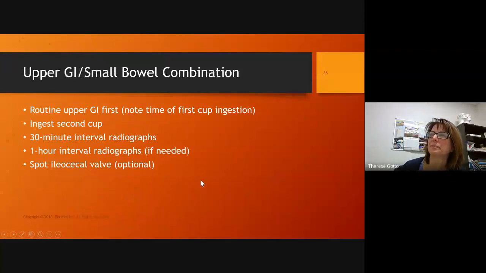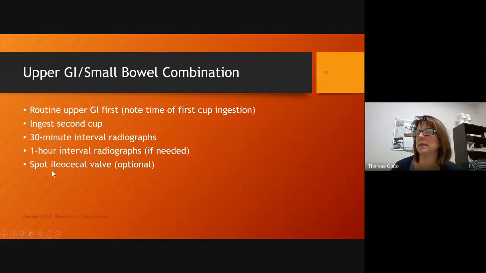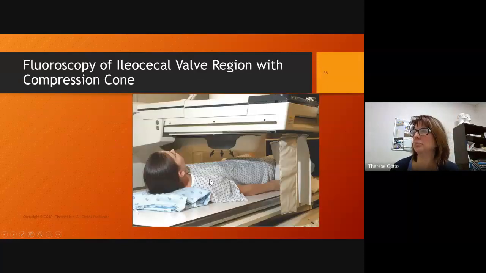If you're doing a combination study, you're going to do the routine upper GI first, but you're going to still time everything. You're going to note all of those times. Then after they've finished the upper GI, you're going to start your 30-minute interval radiographs. And then if your patient is ready, it's hit the ileocecal valve, then you're going to take them into the fluoro room for the spots with the radiologist, if that's your protocol.